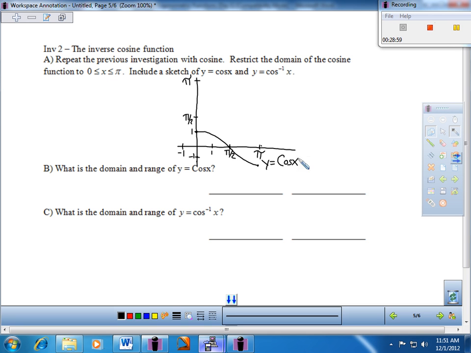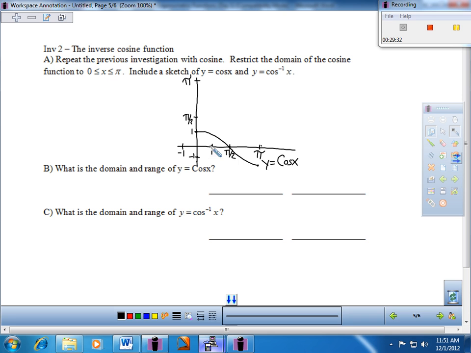How do I create the inverse of this restricted cosine function? Well, of course, I just switch all of the x's and y's. And so that's exactly what we're going to do right here, and we'll see how it plays out. So let's go with the points that we know. So everyone, in this case, here's what I'm seeing. Instead of 0, 1, I guess it's going to be 1, 0. So the inverse cosine of 1 is going to be 0.